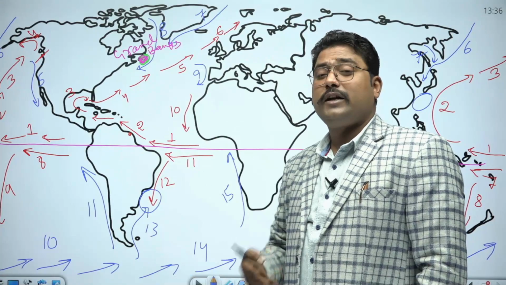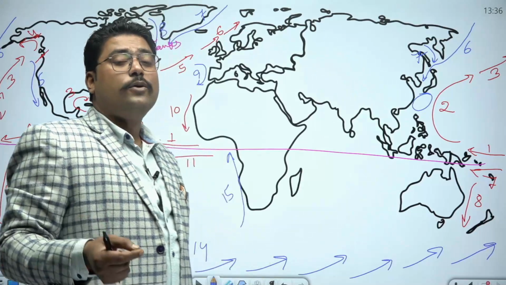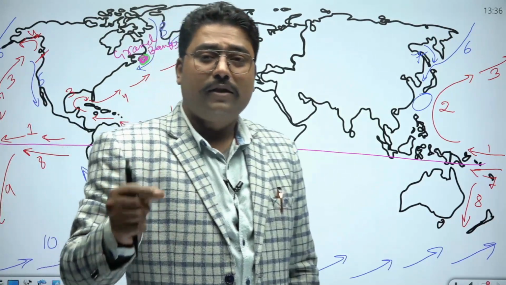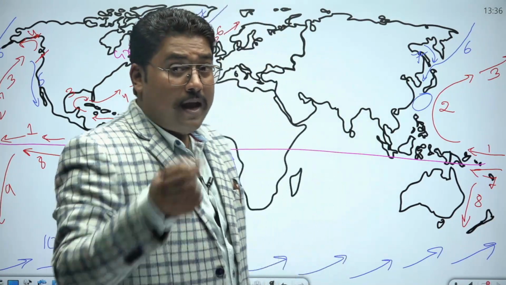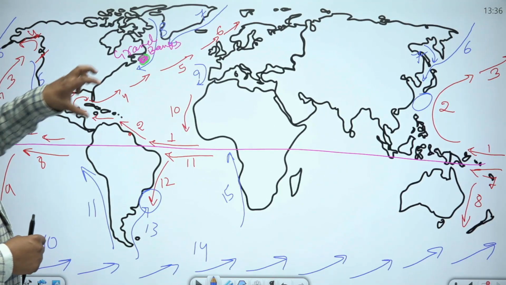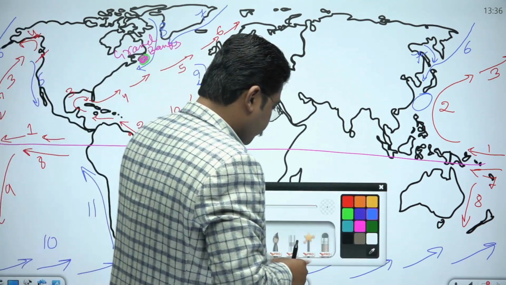Means the importance of the Peruvian or Humboldt current in the event of El Nino, La Nina and ENSO, that is the El Nino Southern Oscillation. Now this is, you can say, the currents of the Pacific Ocean. Now moving on to the Indian Ocean.